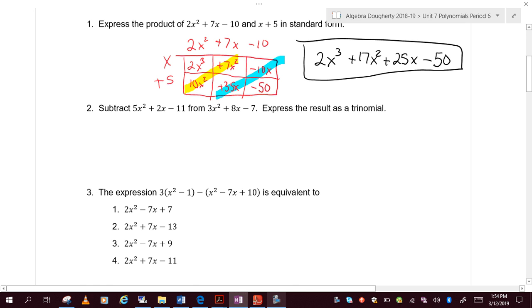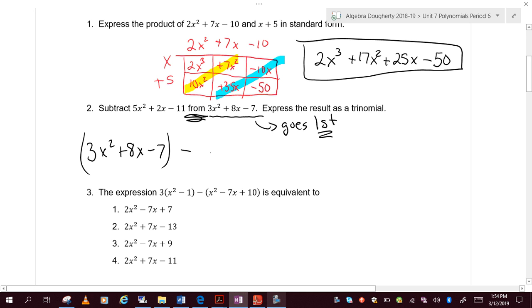Our next problem, we'll subtract 5x squared plus 2x minus 11 from 3x squared plus 8x minus 7. Because it says subtract from, that means this goes first. Very important. 3x squared plus 8x minus 7.